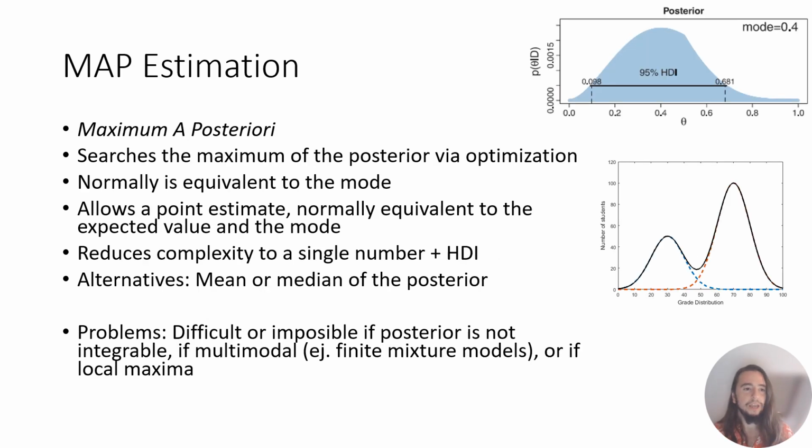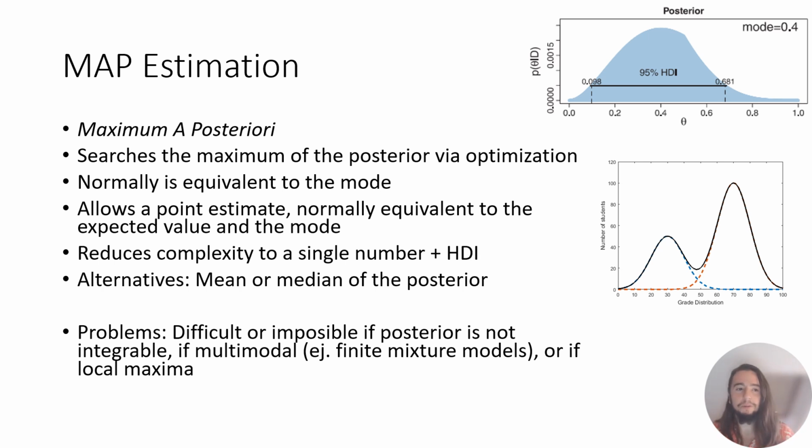So MAP estimation is called maximum a posteriori estimation method, and it's basically a very good, very robust method to find this maximum point of the posterior distribution as the expected value of the variable of the sampling distribution. Okay, so normally it's equivalent to the mode. You can also have some alternatives like the mean or the median of the posterior. Normally the MAP is a very good way to have this maximum point of the posterior.